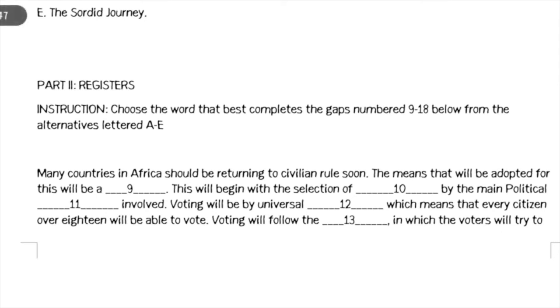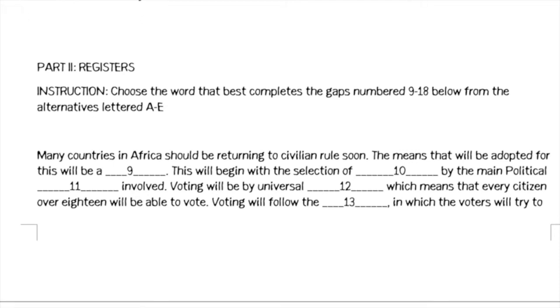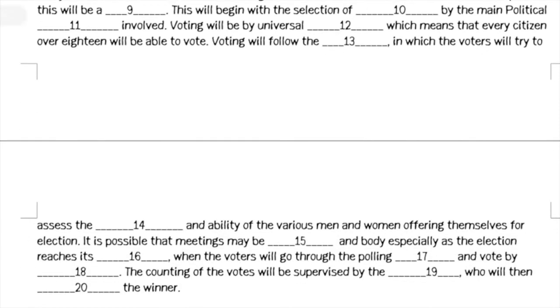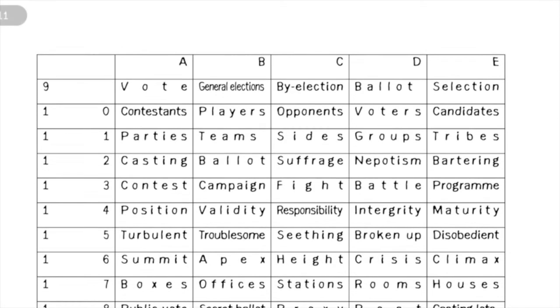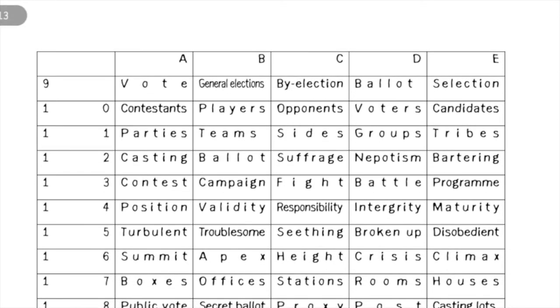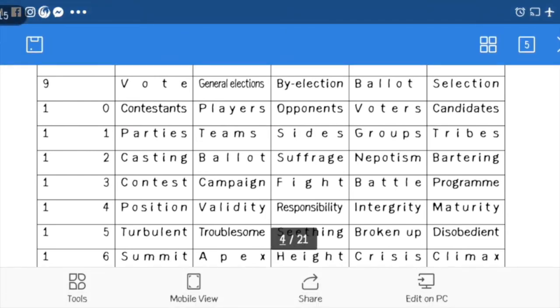So the part 2 says registers. The instruction says choose the word that best completes the gaps numbered 9 to 18 below from the alternatives lettered A to E. You already know what to do. In this part, you're asked to choose an option that best fits the space in the passage. So for 9, you have your options. For 10, you have your options. For 11, you have your options, and so forth.